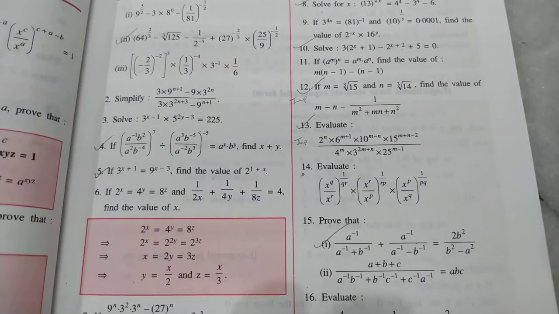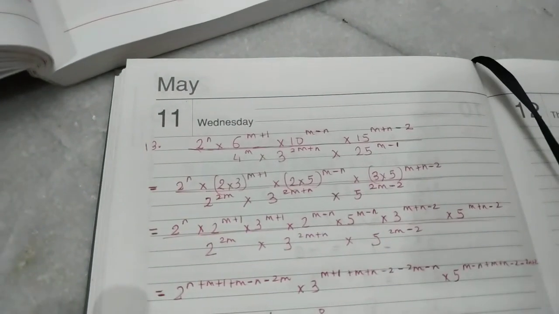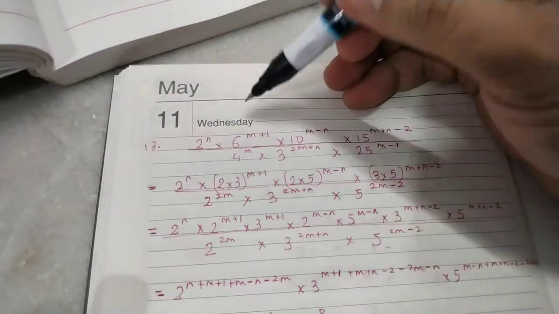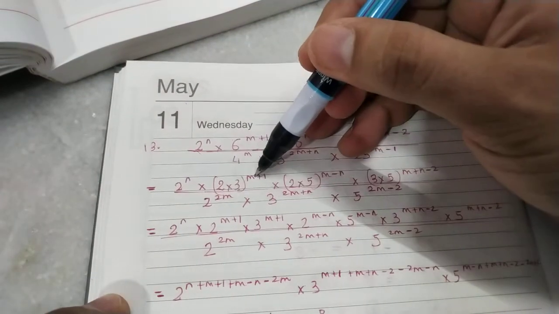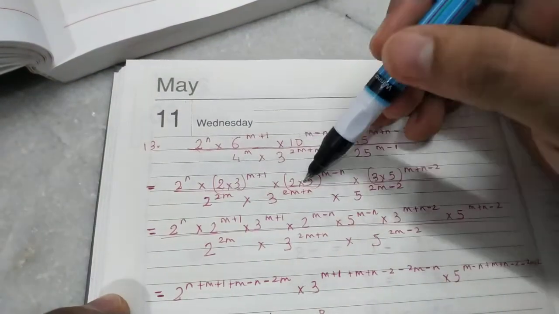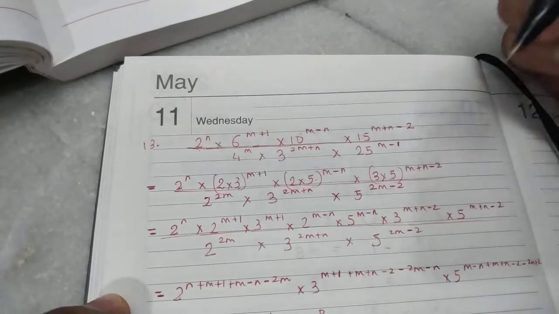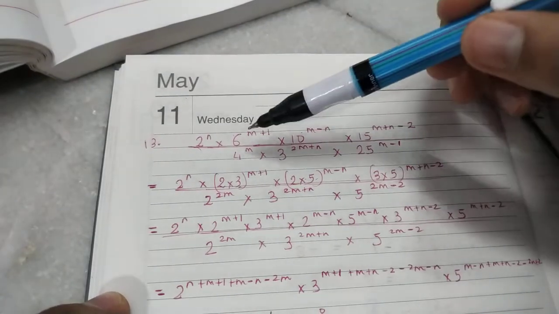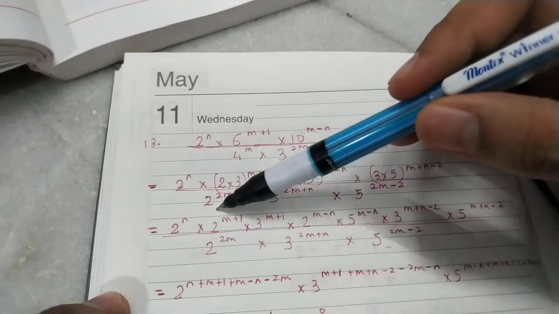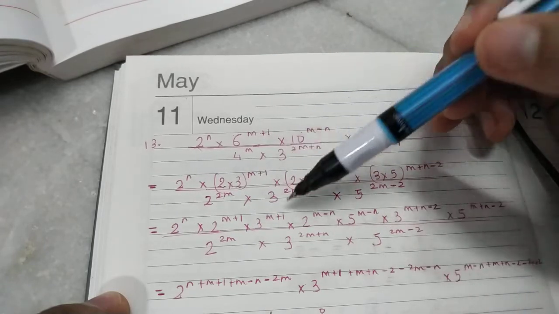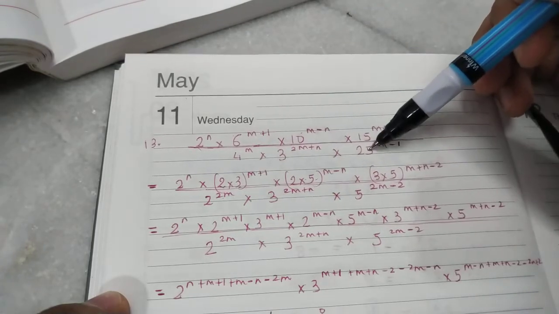13th sum is IMP. So let's solve this. First of all, let's convert the big numbers into their factors. So 6 becomes 2 into 3. The power is outside the bracket. 10 becomes 2 into 5. 15 becomes 3 into 5. In the denominator, 4 becomes 2 squared. 3 remains as it is, and 25 becomes 5 squared.